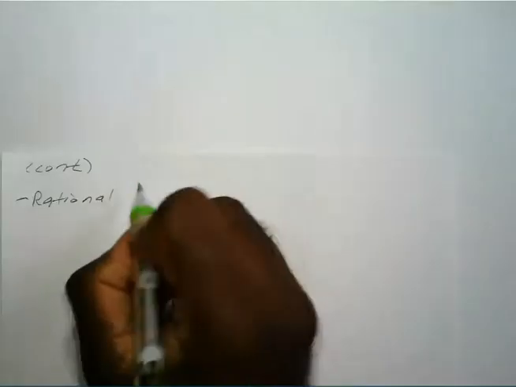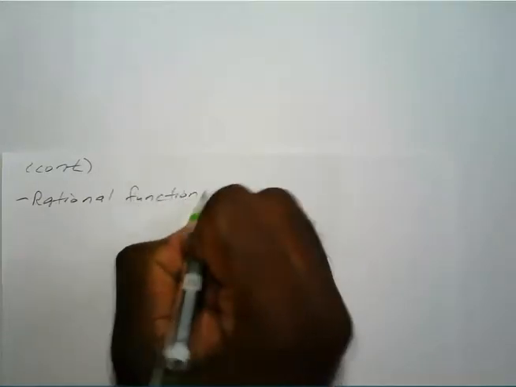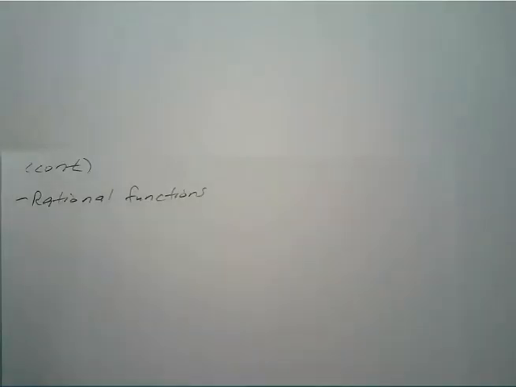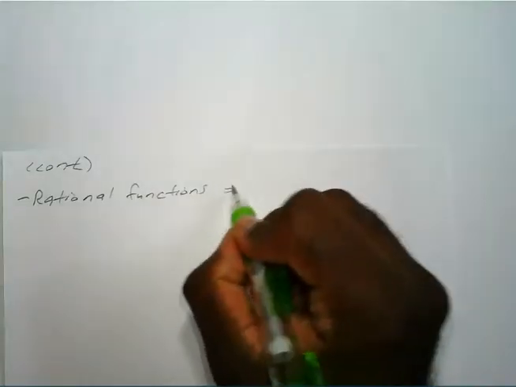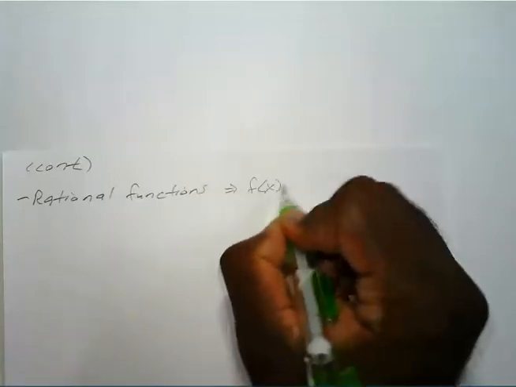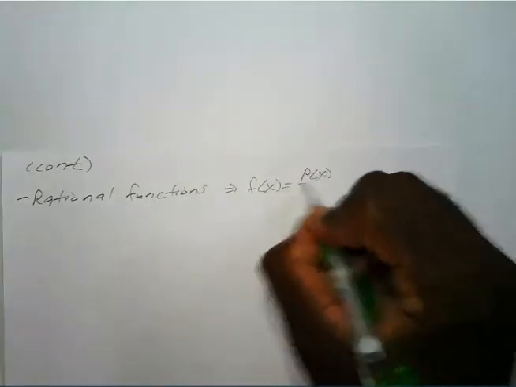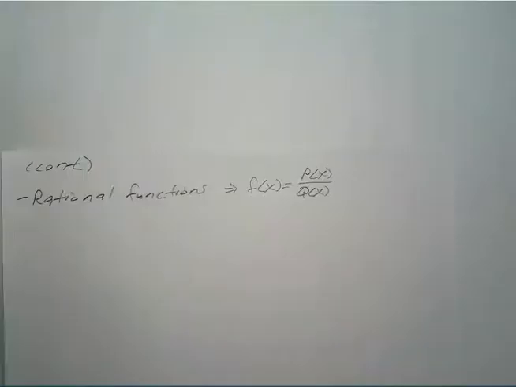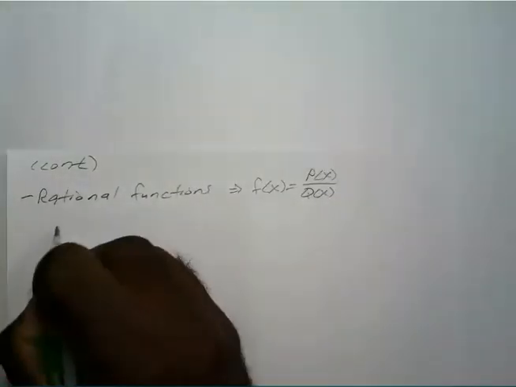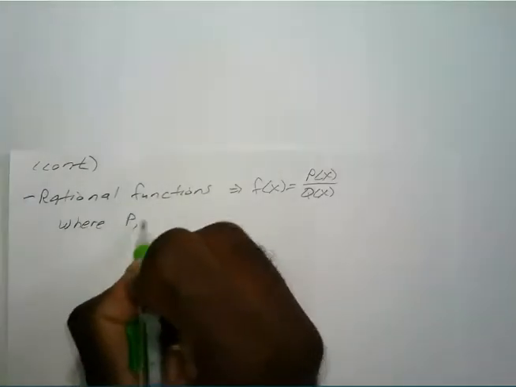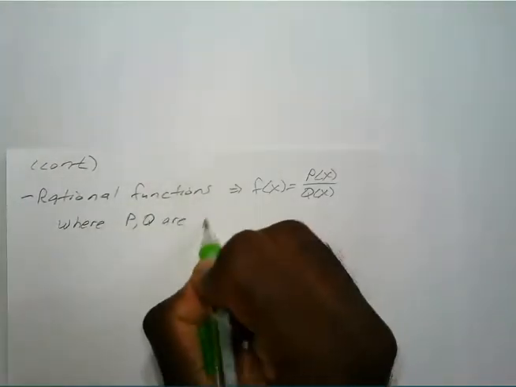Okay, so now we're going to look at the rational functions. Okay, and with your rational functions, it is basically just a quotient where your numerator and denominator can both be polynomials. Okay, so that's your function where your numerator and your denominator can be polynomials. Okay, where P and Q are polynomials.